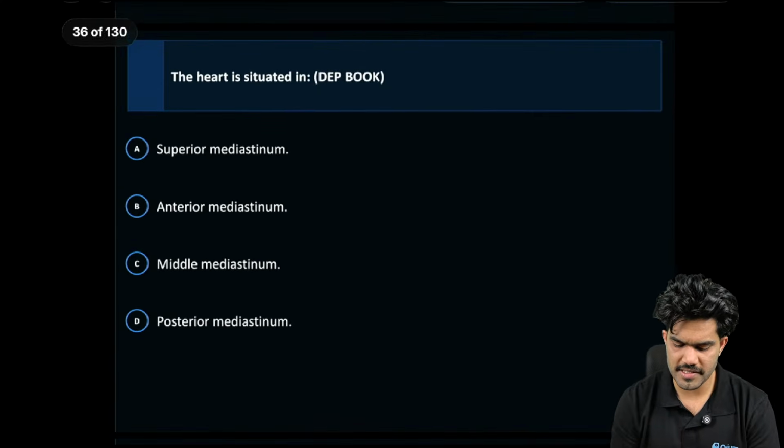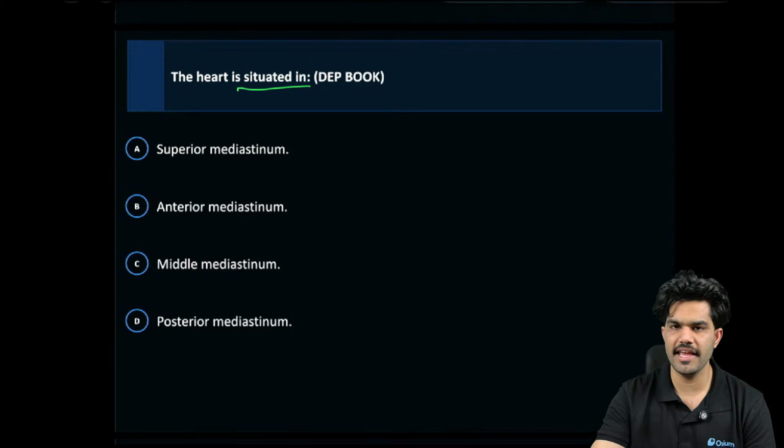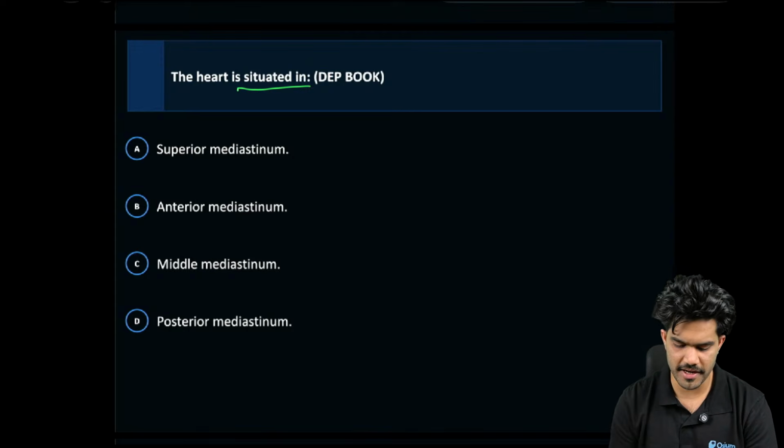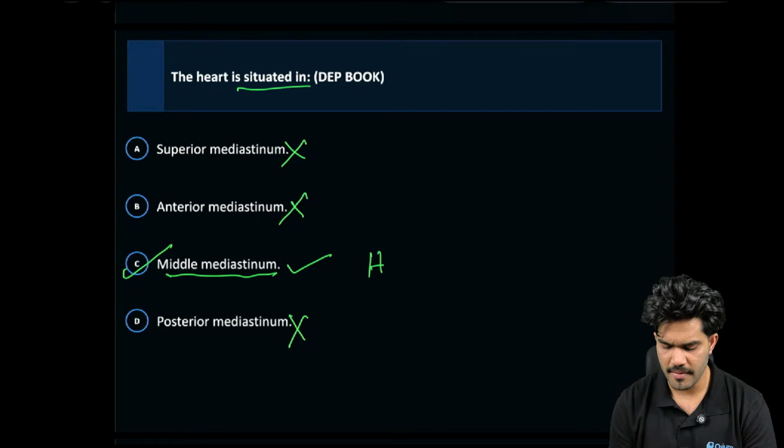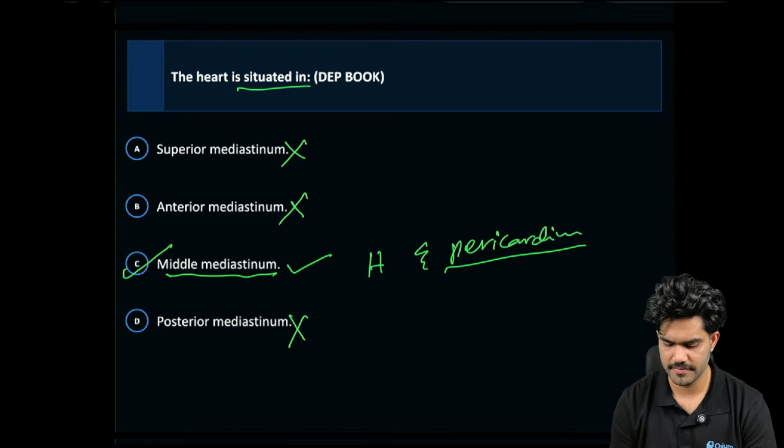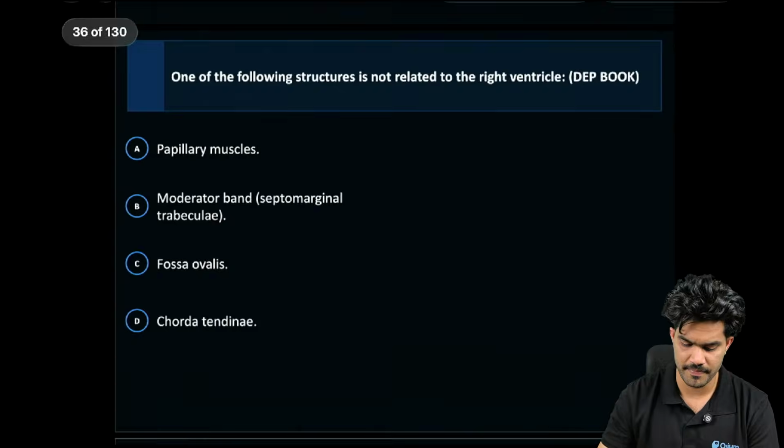So the heart is situated in, simple and easy question, the middle mediastinum. Superior wrong, anterior wrong, posterior wrong. So in the middle mediastinum, we have the heart and pericardium together with the heart. It is in the middle mediastinum.